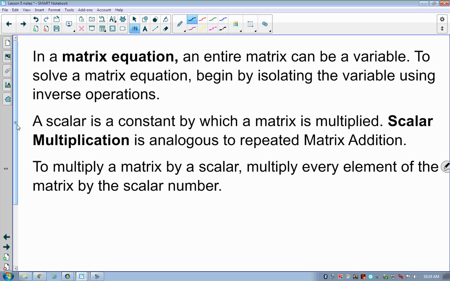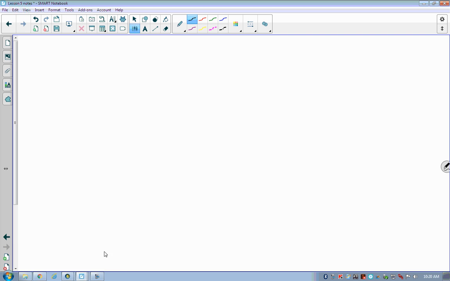A scalar is where we take a matrix and multiply every element in the matrix by the same number. Okay? It's basically repeated addition, but that's what multiplication is. So to multiply a matrix by a scalar, you multiply every element of the matrix by that scalar number. Okay, so let's get to some practice.